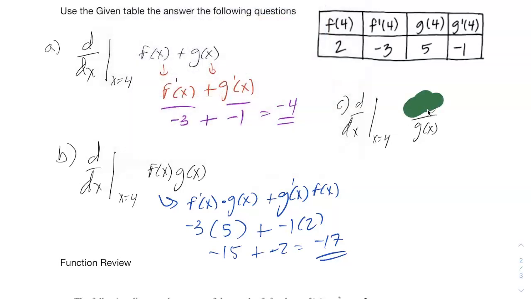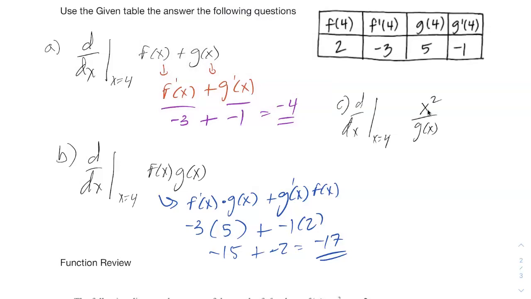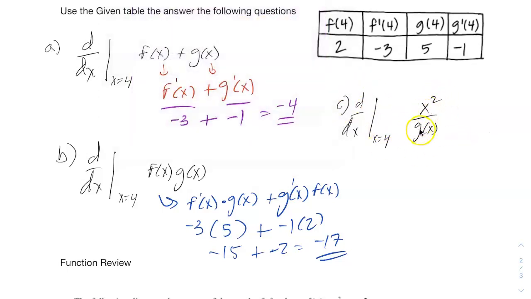Not what I wanted. But I want to change this right now. Let's make this x squared. So this will make it a little different. Okay, so let's do this problem. So I'll take a derivative of x squared over g of x, and then I want to sub in 4.